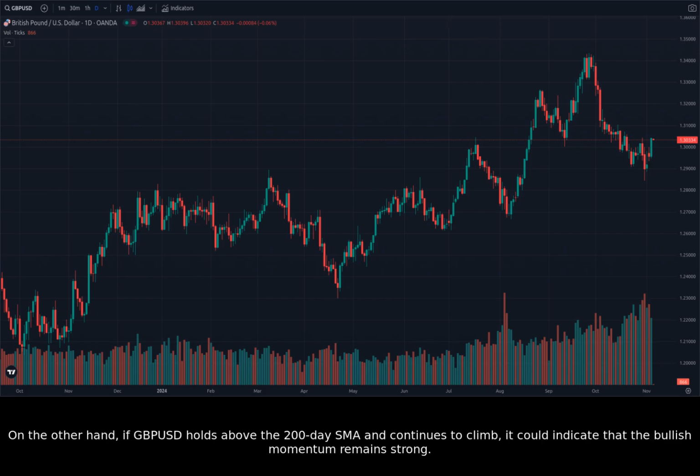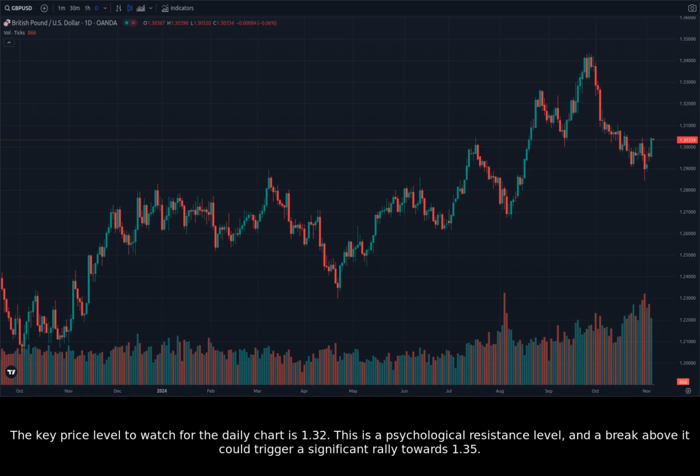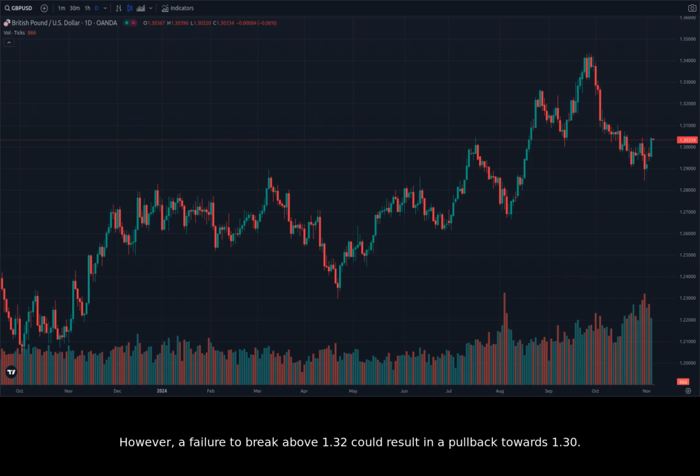On the other hand, if GBPUSD holds above the 200-day SMA and continues to climb, it could indicate that the bullish momentum remains strong. The key price level to watch for the daily chart is 1.32. This is a psychological resistance level, and a break above it could trigger a significant rally towards 1.35. However, a failure to break above 1.32 could result in a pullback towards 1.30.